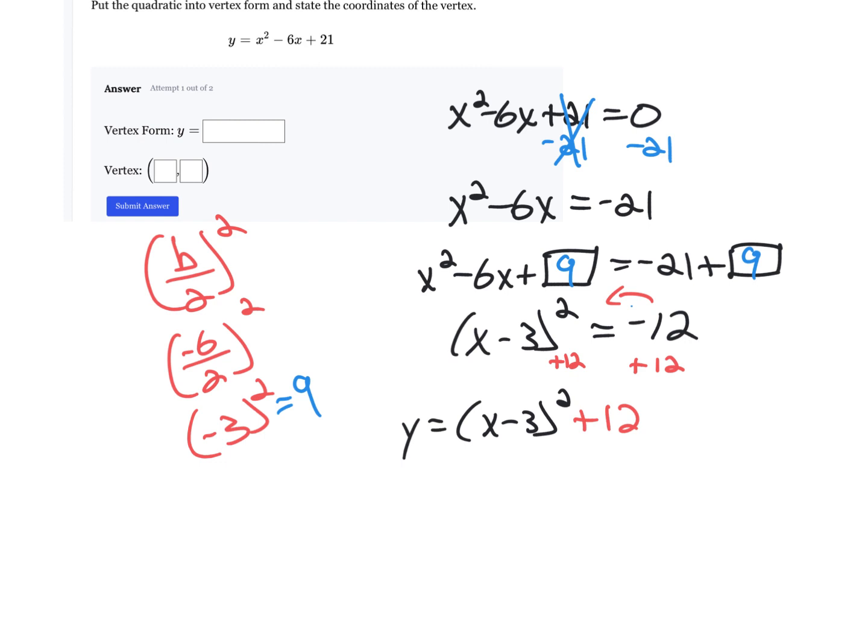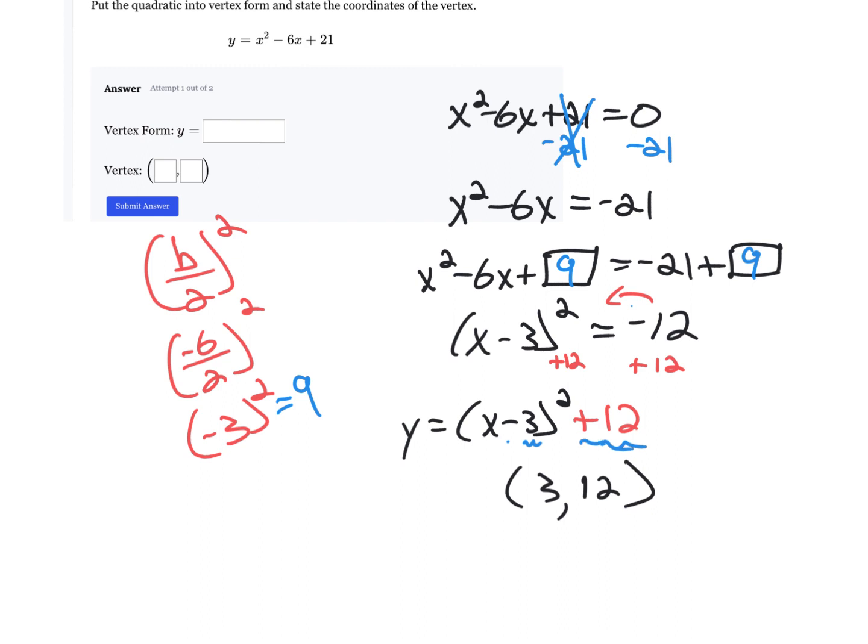And then in this form now, you have the actual vertex. The vertex is the (h, k). So the vertex is here, or I should just put it's here and here. So 3 is the x value, and the y value is the 12. Okay, this one doesn't change.